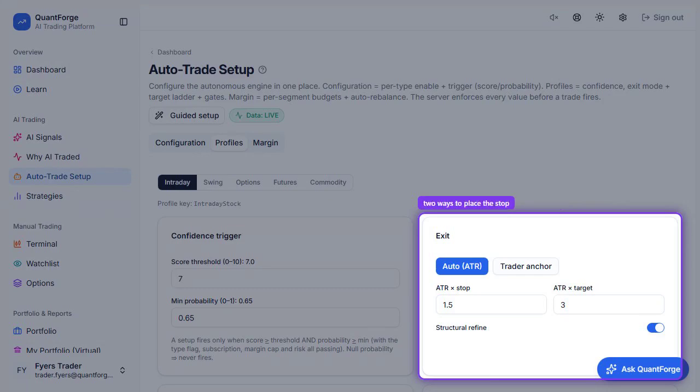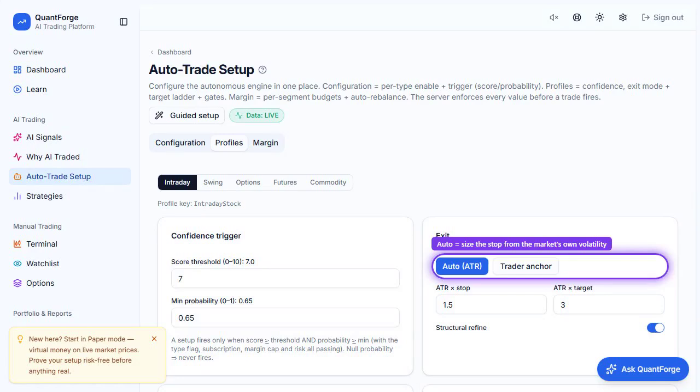The exit card offers auto ATR, or trader anchor. Two philosophies for placing the stop. Auto lets the engine size the stop from the market's own volatility, the ATR, a measure of how much this instrument typically moves. Trader anchor instead starts from a fixed percentage you choose and refines around it. Auto adapts, anchor obeys your number.